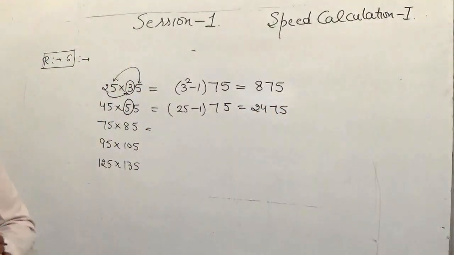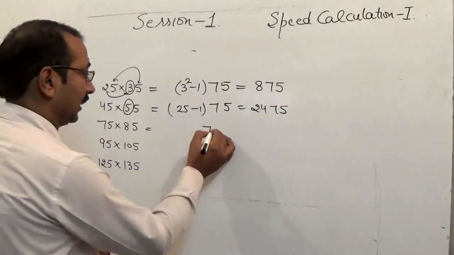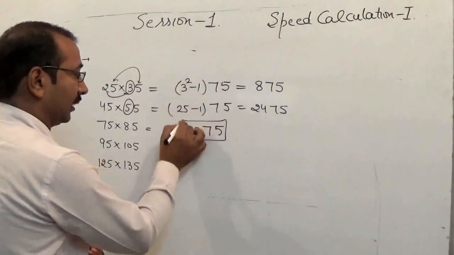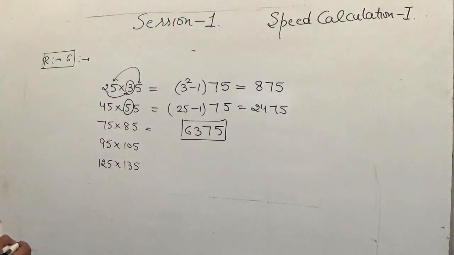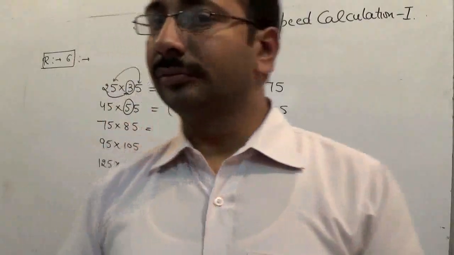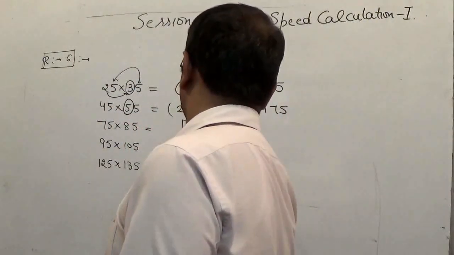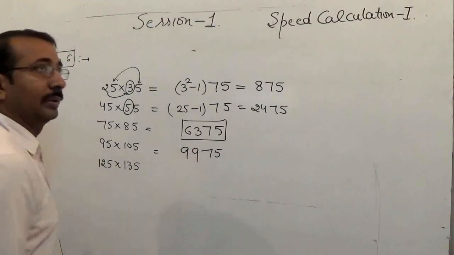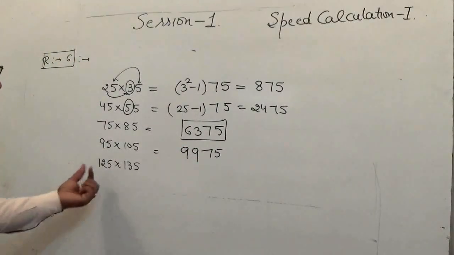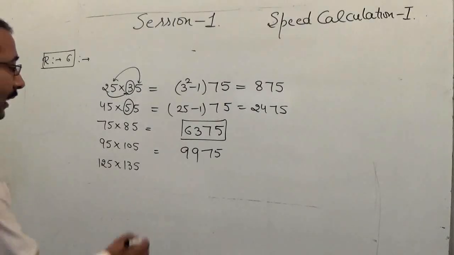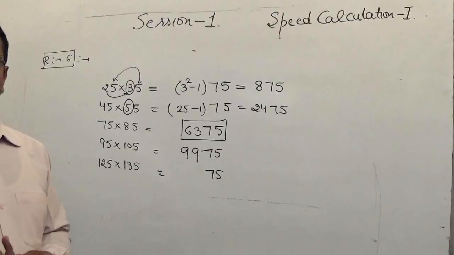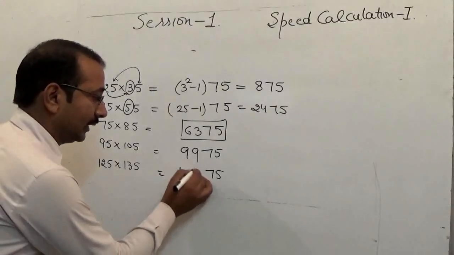You have to multiply 75 into 85. Last places are 75. 64 minus 1, 63. The answer is 6375. You have to multiply 95 into 105. What will you do? Last places are 75. 10 square is 100 minus 1, 99. The answer is 9975. 125 into 135: I will put here 75. Then the square of 13 is 169 minus 1, 168.